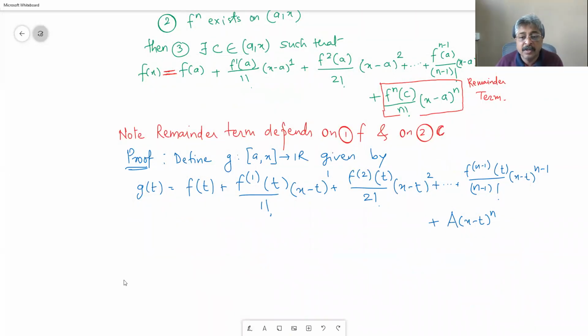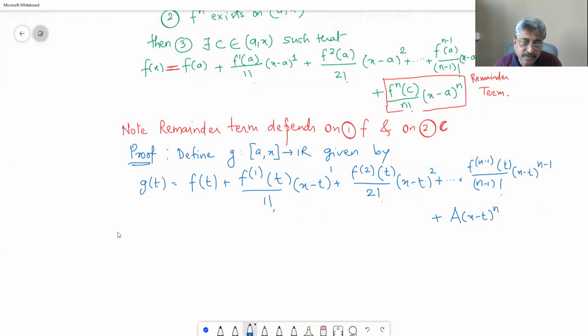What will be g of x? Here the variable is t. So g of x is going to be equal to f of x. Can you see that? g of x, because x minus x is going to be 0 every time. So it is easy. So g of x is equal to f of x. Correct?